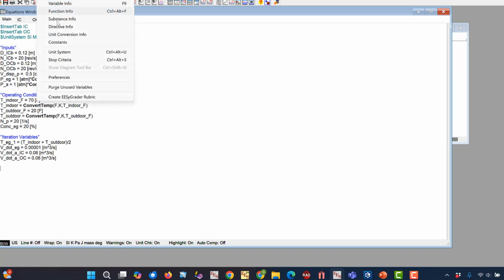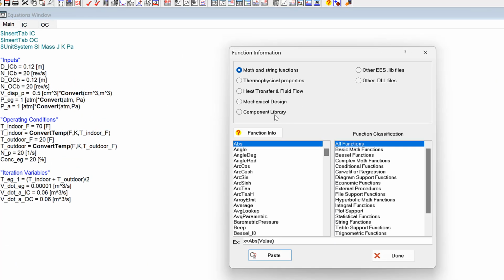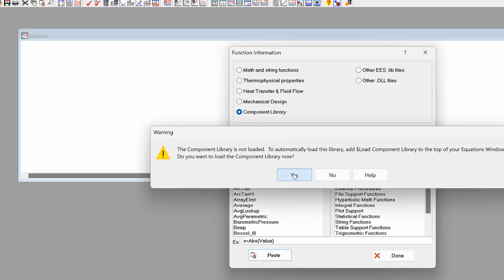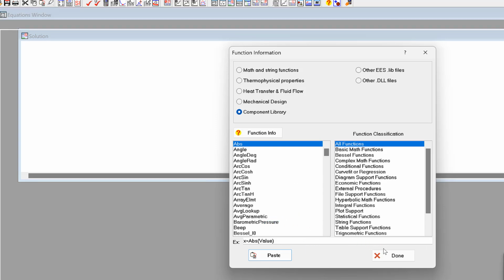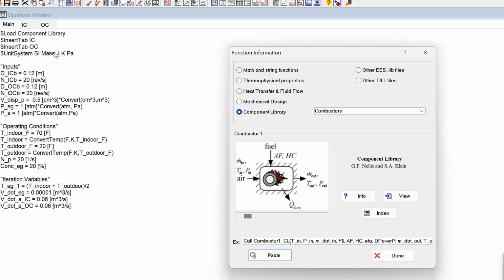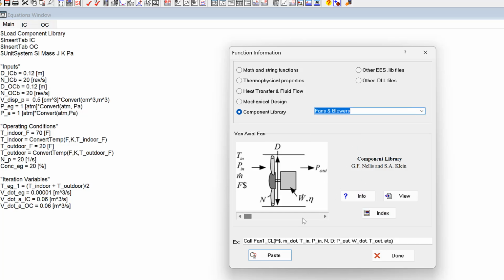So I'm going to get this from the component library. If I go to function information and I select component library, first of all it's going to say you have to load that library. So I'm going to click yes and go ahead and do that. And you can see it puts up here the load component library directive. Then if I go through here, I want to look for fans and blowers. There's a few different choices, but the most appropriate choice for this is probably a fan. I can look at the information if I want, or even view the code, but I'm just going to paste this in there.